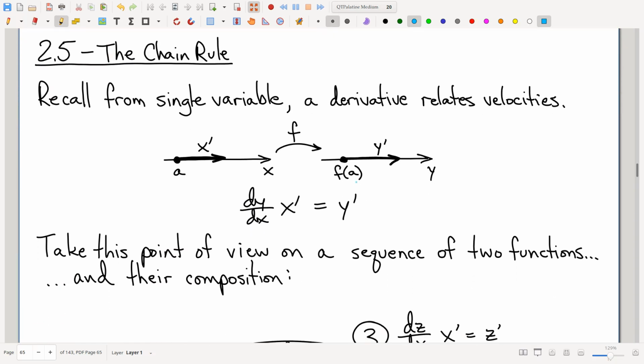Back to Chapter 2. Remember, we did a quick jaunt into Chapter 3 because there's a certain point of view about derivatives, understanding derivatives as velocities, that I think is super valuable. It's my favorite way to think about the chain rule, to come at it from the point of view of derivatives as a relationship between velocities. So here's the point of view I'm going to start with.